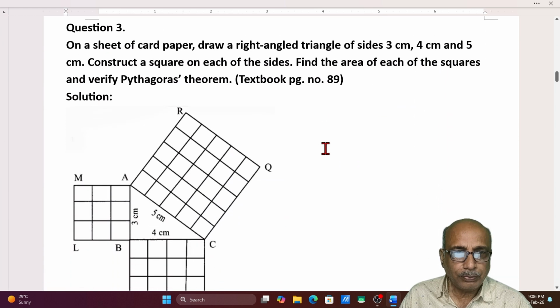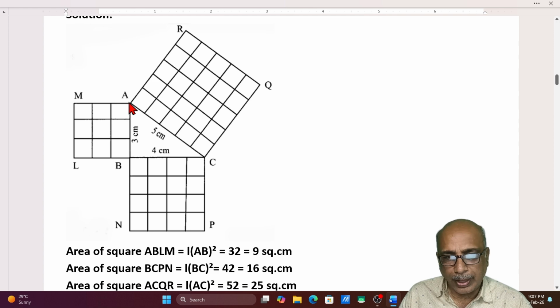Next, on a sheet of card paper, draw right angle triangles of sides 3 cm, 4 cm and 5 cm. Construct a square on each of the sides. Find the area of each of the squares and verify Pythagoras theorem. This activity is given on textbook page number 89. So what you do? You take triangle ABC of the same measure. AB equals 3 centimeter, BC equals 4 centimeter, AC equals 5 centimeter.